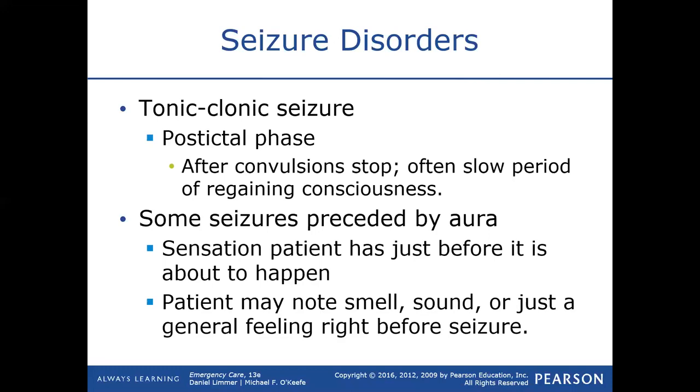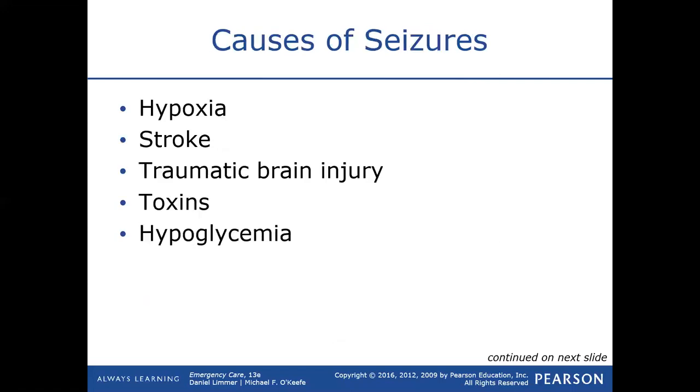Okay. Some seizures are preceded by an aura. So it's a sensation the patient has just before it's about to happen. Patients sometimes will smell something, hear a sound, or have a general feeling right before the seizure. So they call that an aura. And a lot of seizure patients know when a seizure is about to happen because they'll feel that aura.